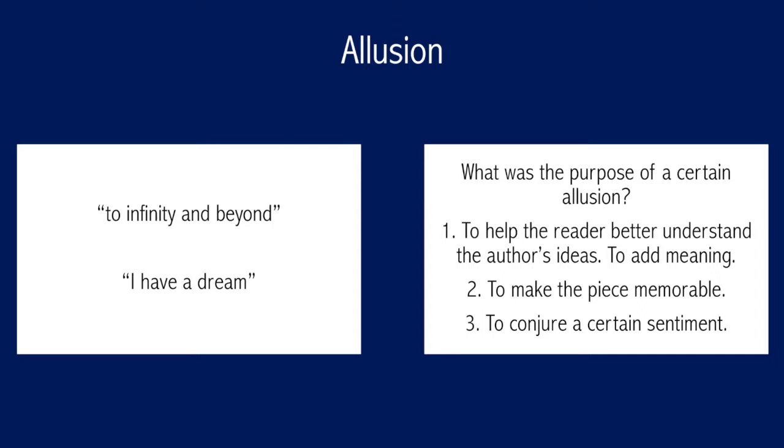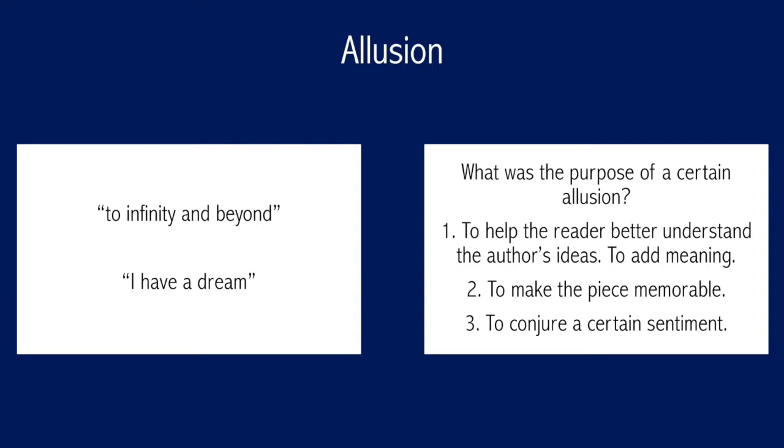The first literary device that we're going to look at is allusion. So this is when you reference a literary piece. So I might say "To Infinity and Beyond," referencing Toy Story. I might say "I Have a Dream," referencing Martin Luther King. So allusions often help readers understand the author's ideas, and it often adds meaning.